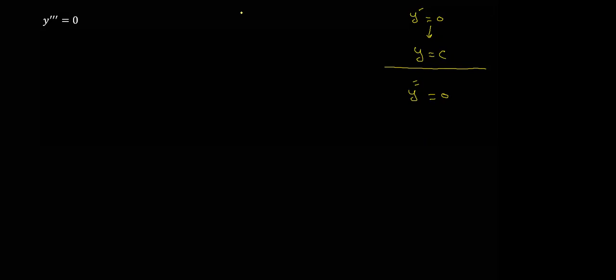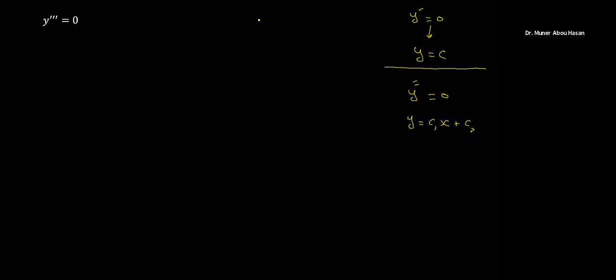Can anyone guess the solution of this? y prime will be equal to a constant, or y will be equal to a constant in x. Yes, you are right. So y equals maybe c1x plus c2. Differentiate this twice, you will get 0. You are right. And I call this solution a family of solutions.